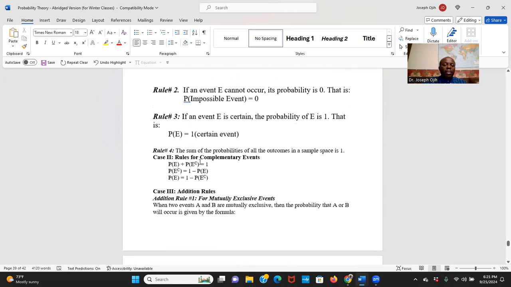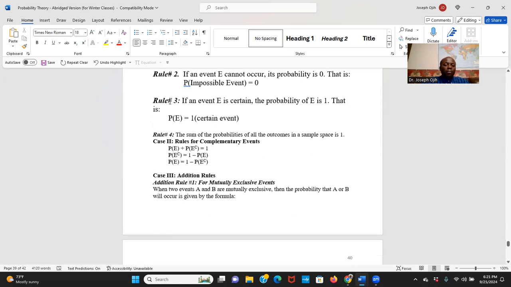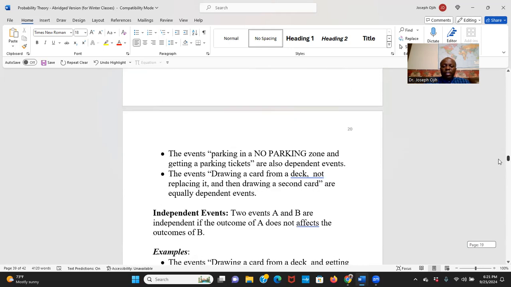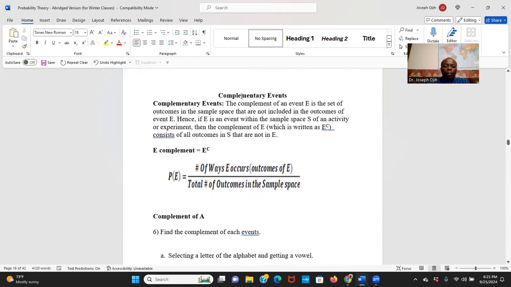The second rule says, if an event E cannot occur, then its probability is 0. Rule number 3 says, if an event E is certain to occur, then the probability is 1. The next rule we are going to examine is the one we call complementary rules, but I will take you to where we do it with an example. So let's go to where we have complementary rules, where we complement events.